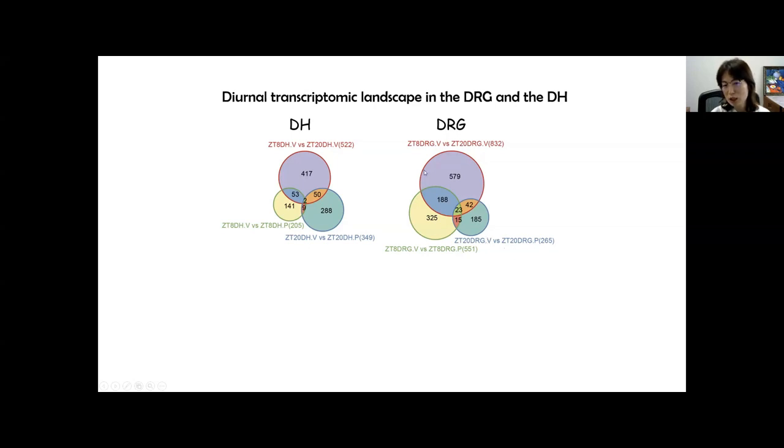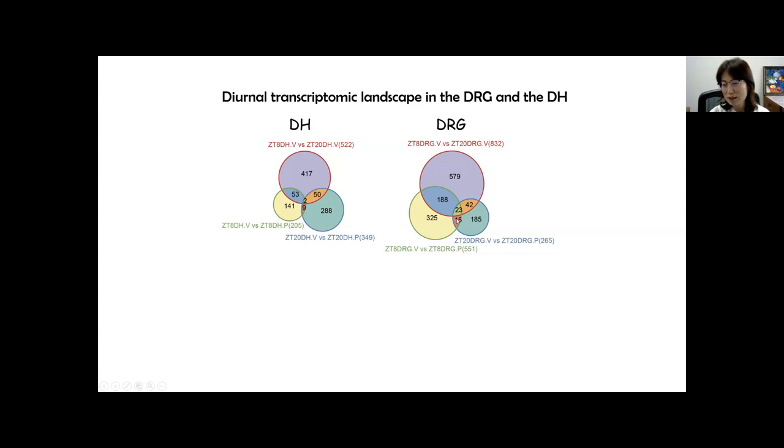Interestingly, what we consider circadian DEGs have a strong overlap with the time-dependent pain genes, because this is a comparison between vehicle and paclitaxel. So this is the pain-sensitive genes at ZT2 during the daytime, and this is the pain-sensitive genes during the nighttime. Between these two, the overlap is small.